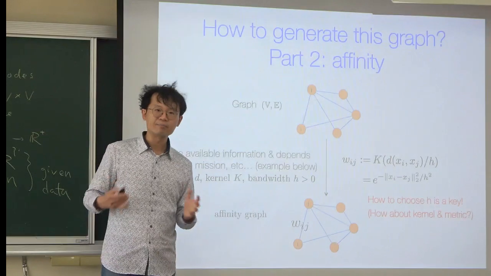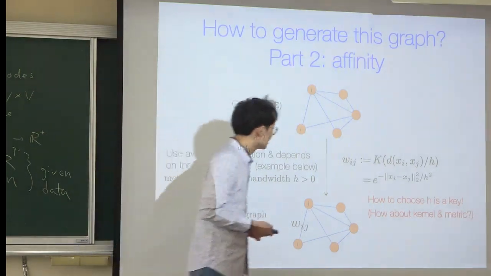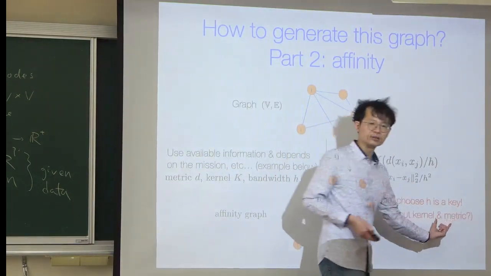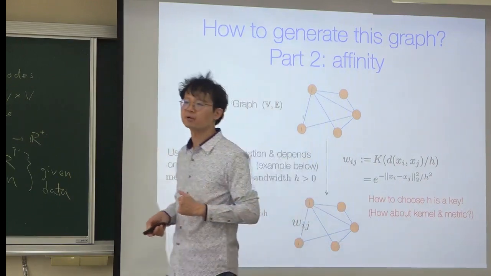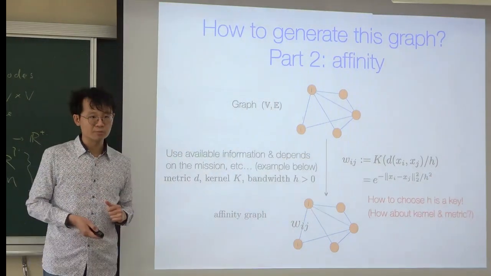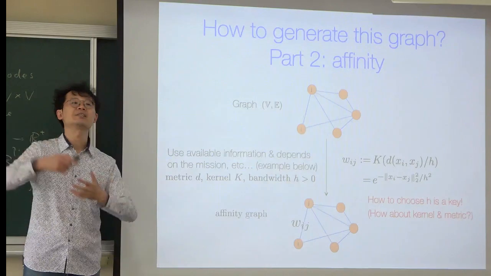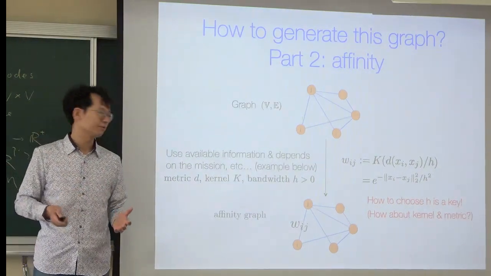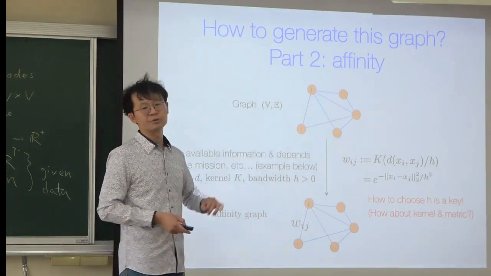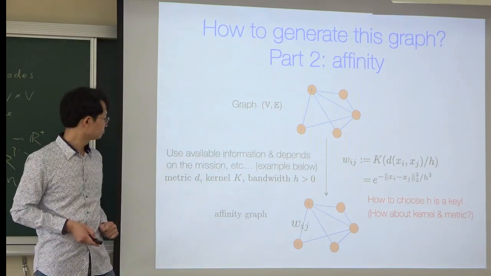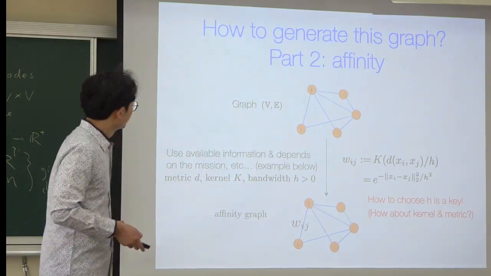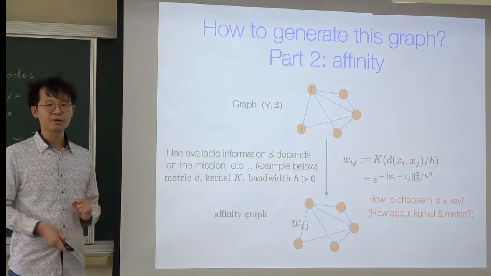And how to determine the kernel and the metric? Well, there are many details that we have to discuss. For example, the metric itself plays a very, very critical role. Usually the original metric may not be the ideal one. We need to design some new metric out of it. And how to do it? We will provide several examples later. In the end, we get an affinity graph.